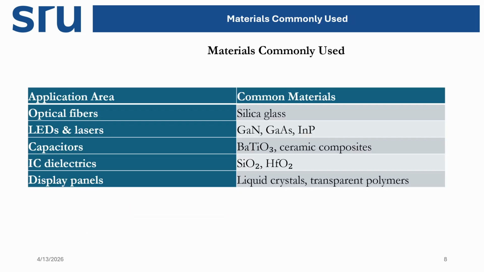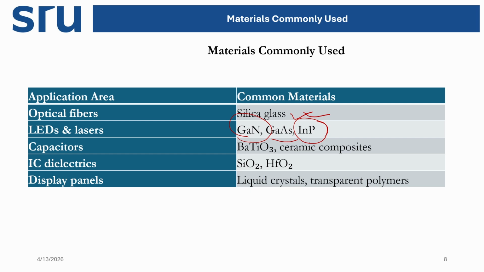So, materials commonly used for optical fibers. For optical fibers, the general material used is silica glass. For LEDs and lasers, it is gallium nitride, gallium arsenide, or indium phosphide. These compounds have been used.